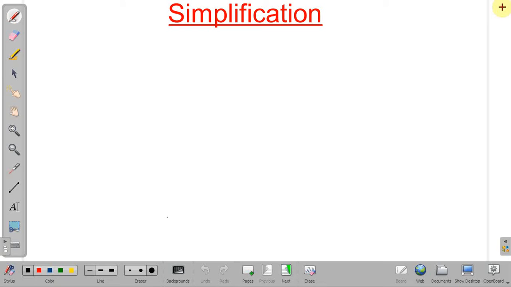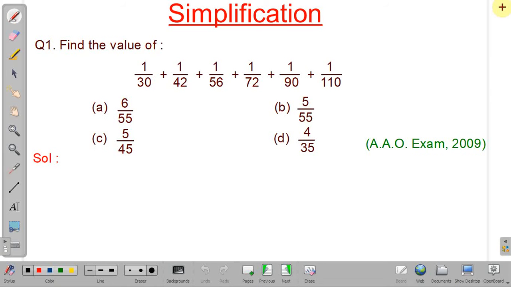In this lecture, we will discuss some important problems on the topic simplification. So let's start. In the first problem, an expression is given and we have to find the value of the expression. See, if we try to calculate the value of this expression just by taking LCM and then adding, then it will take a lot of time. So we can apply a trick.